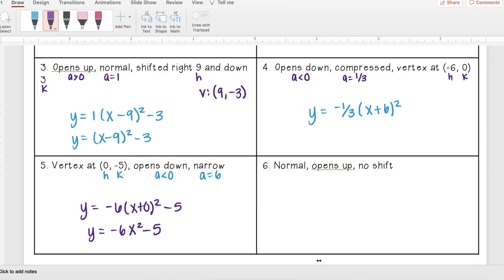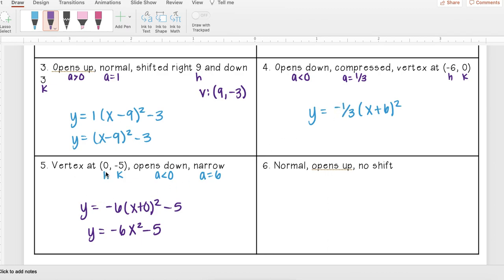So the answer you should have gotten for number 4 was something like y equals negative 1/3 (x plus 6) squared. You could have put a plus 0 at the end here. That's fine. And this one just said compressed, so you could have picked any fraction that's between 0 and 1. So you could have done 2/3, you could have done 1/4, anything like that. But since it's opening down, it did need to be negative.